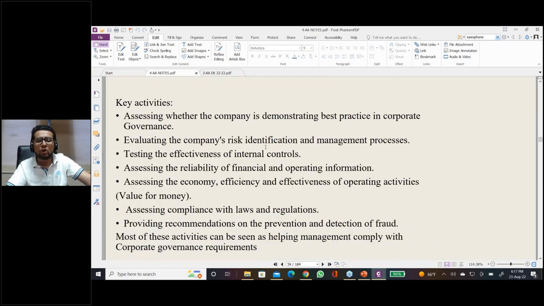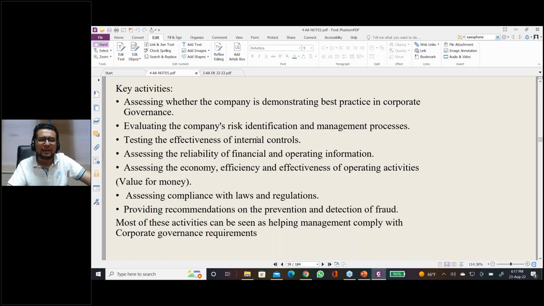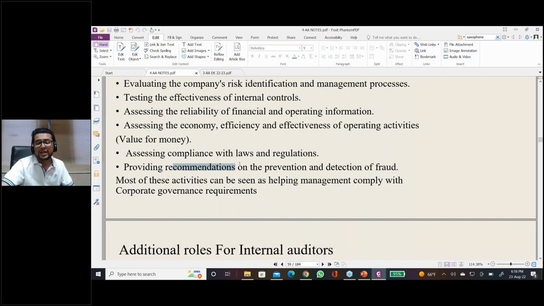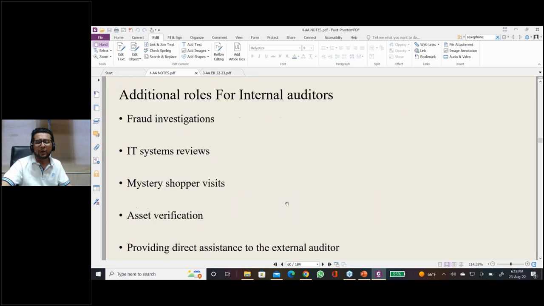What activities are normally performed by internal auditors? Well, they might evaluate the company's risk assessment process. They might test the effectiveness of the internal controls. As you observed on day two of the webinar, mostly internal auditors were involved in testing the internal control systems. They might perform a value for money audit, such as economy, efficiency, and effectiveness. Similarly, internal auditors might provide recommendations on the prevention and detection of fraud. So these are the activities you need to be familiar with.